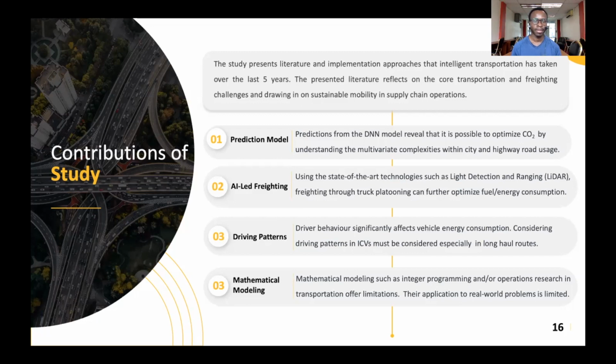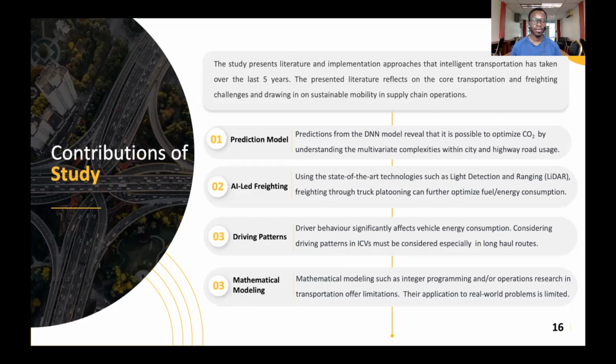So the second part is artificial intelligence led freighting, which has different applications in truck platooning, using technology such as LiDAR or light detection and ranging technologies. So this is just creating a fleet of trucks to move in a particular order, looking at environmental factors for optimal delivery, as well as reduction in energy consumption or fuel consumption, as is the case with autonomous vehicles and electric vehicles as well.